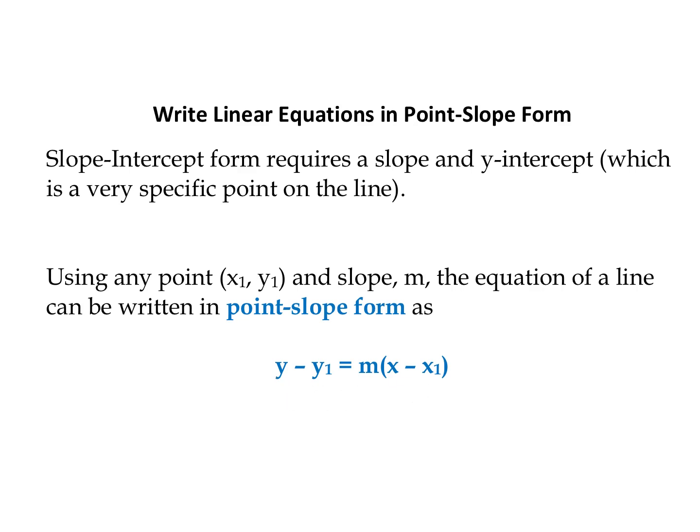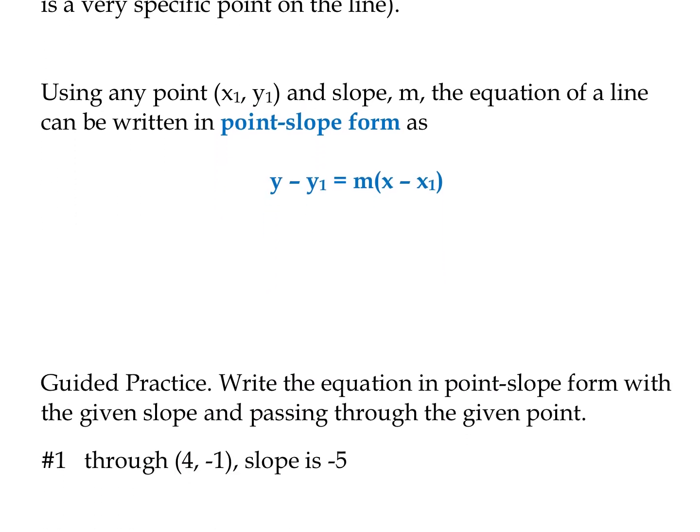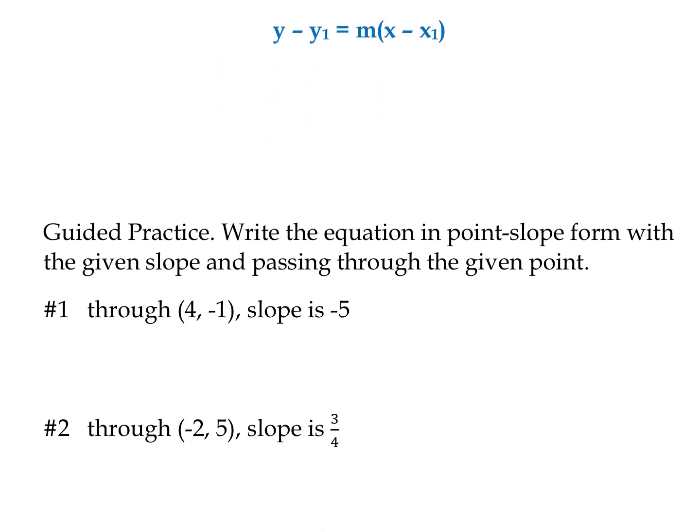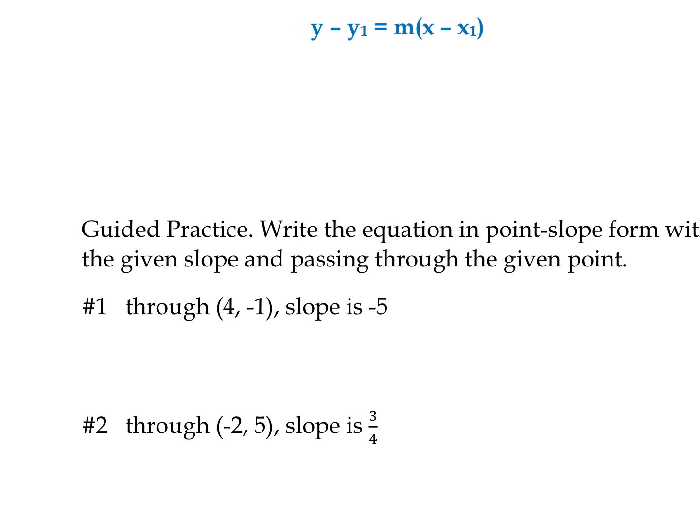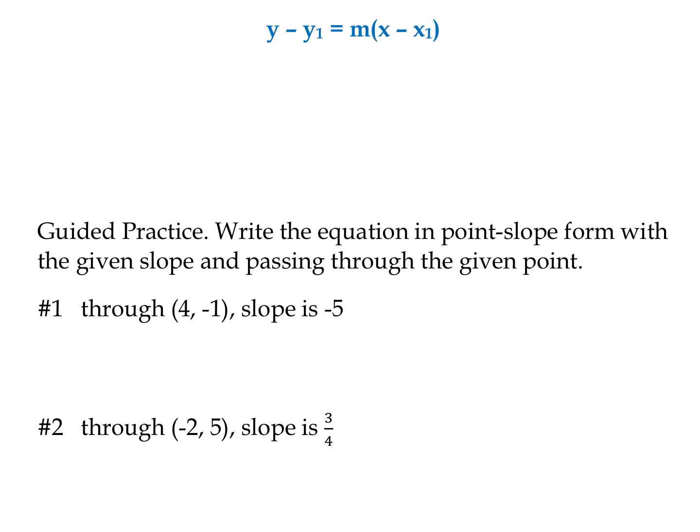Let's look at how we can write some equations in point-slope form. So we're going to write an equation in point-slope form with the slope in this first one of -5 and through the point (4, -1). So we go back up here, we're going to have y minus y1 equals m times x minus x1. So let's label the parts here. So we have x1, y1, and m. So let's write our equation.